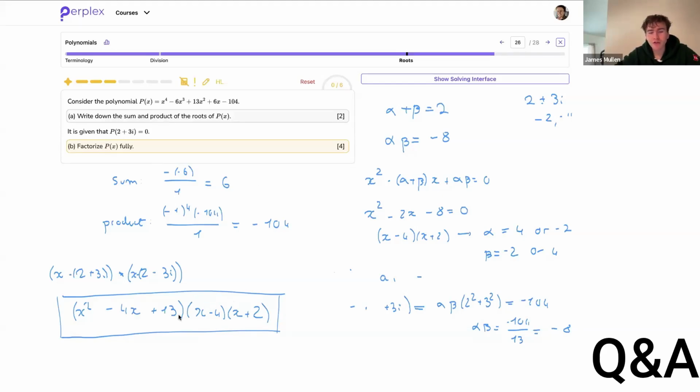Usually they say factorize fully when you can actually factorize into linear terms like this, and then they'll say express P of x as a product of linear factors. That's what they would say. But in this case, I couldn't say that because that's not a linear factor. Okay, that's a good question. It'll always be clear, and if it's not clear, then they'll accept both.